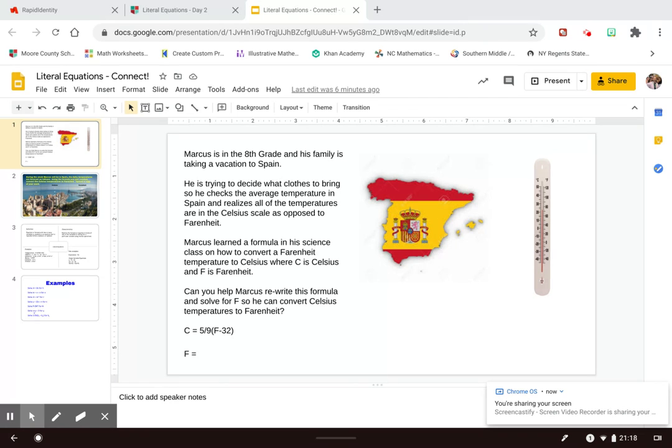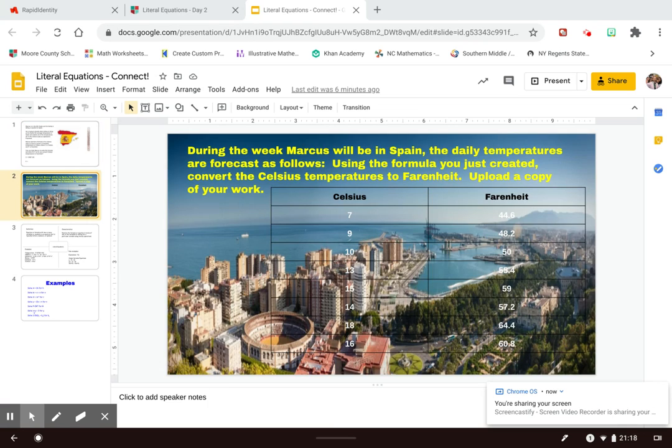And so that's what we did yesterday, was we took this literal equation and we rewrote it. And after we rewrote it, we used it to actually solve problems. And that is the whole purpose of rewriting a literal equation, is to give you that ability to solve problems and to solve for different variables of the literal equation.